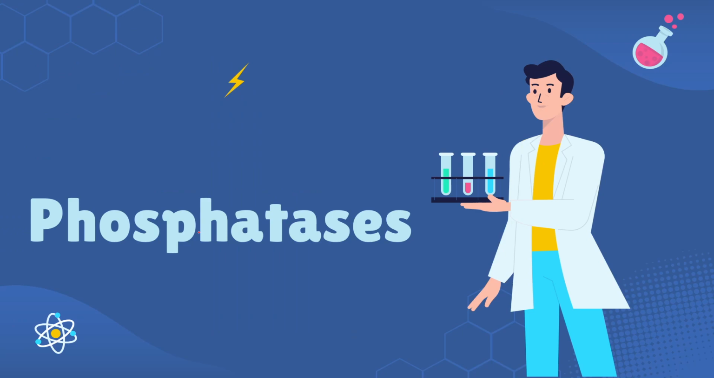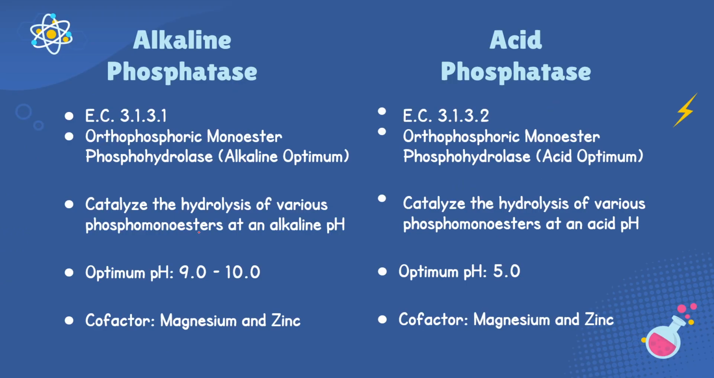So now we go to your phosphatases. We've discussed this one during our lecture. Just a recap that your alkaline phosphatase and your acid phosphatase are under your third classification of enzyme, and these are your hydrolases. The EC number for your alkaline phosphatase is EC 3.1.3.1, while for your acid phosphatase it is 3.1.3.2. If you look at this slide, the only difference between your alkaline and your acid phosphatase is in terms of its optimum pH.